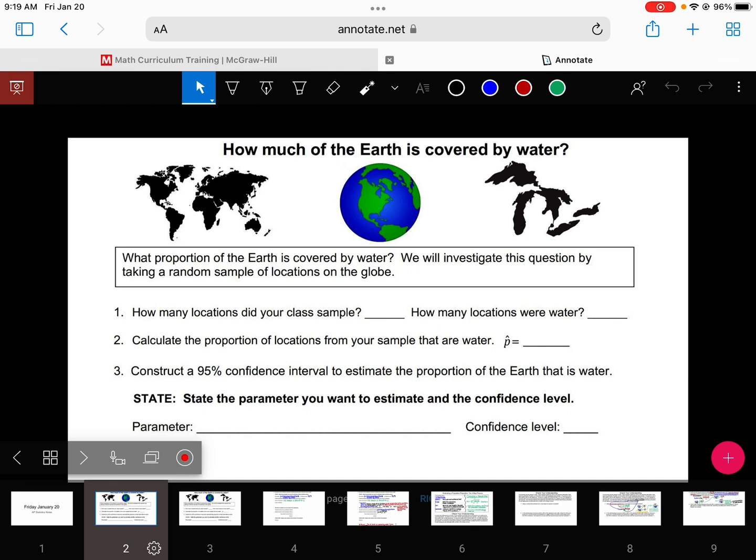It's 25, 26, 27, that is water. 28, 29, 30, 31, 32, that was on land. There it is. Yeah, 32 was on land.